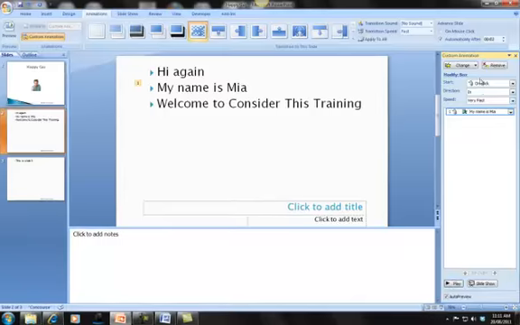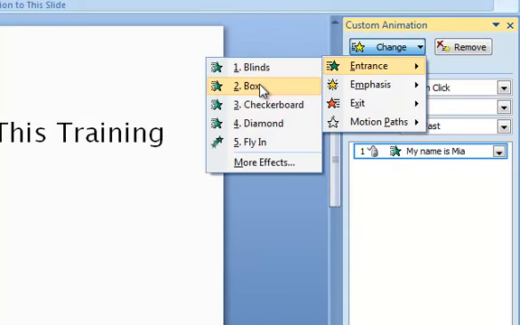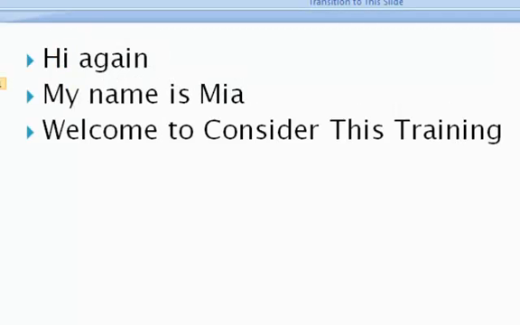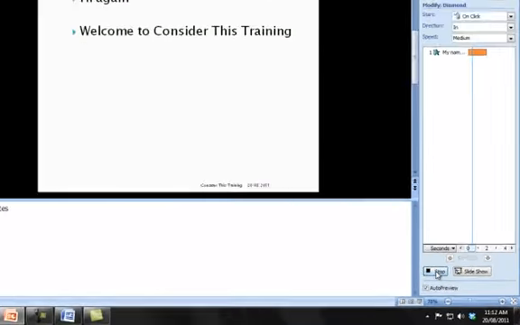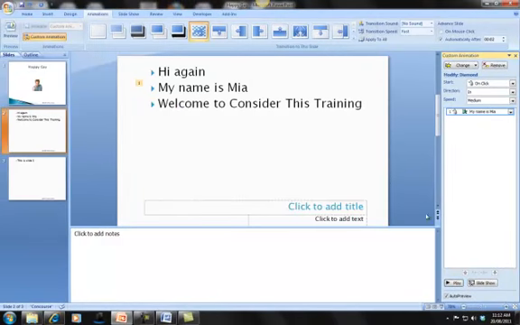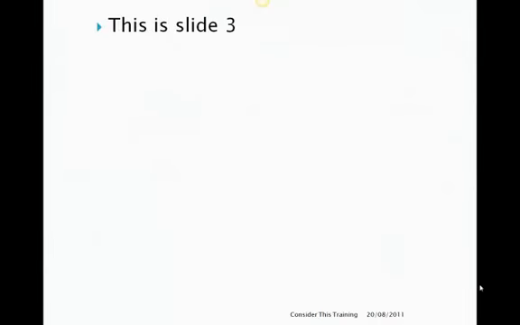We can pick another entrance effect. We'll pick the diamond, and you'll see that come into play now. To see that effect, just press play, and there you have it. You can also view it as a slideshow by pressing this button here on the bottom right hand corner called slideshow, and that's how your audience will see it.